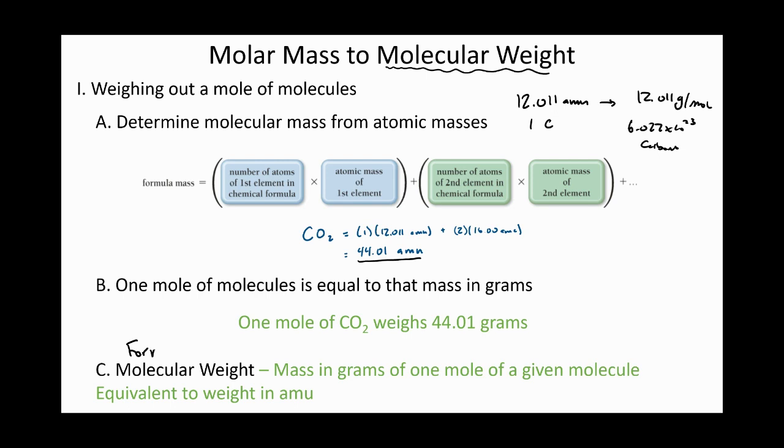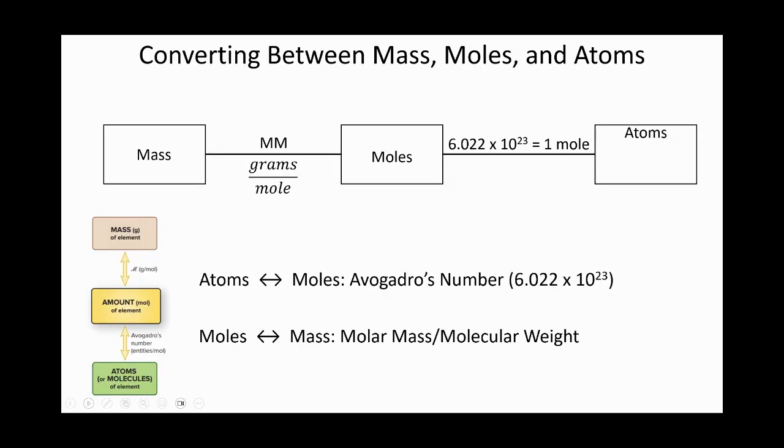So before we were talking about molecular mass and formula mass corresponding to only one of something. When we use weight, we're going to talk about 1 mole of something. So this is the mass in grams of 1 mole of a given molecule. And like we said, it's equivalent to its weight in atomic mass units. And so before we had a scheme that looked like this, where we said in order to go from mass to moles, we used our molecular mass, this was our molar mass.